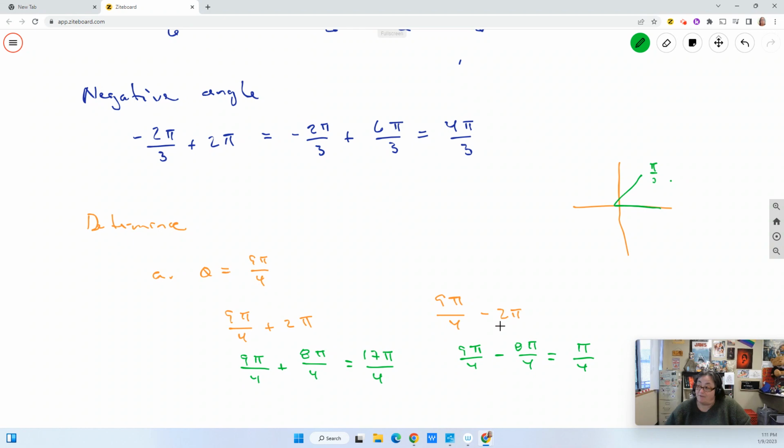So 17 pi over 4 and pi over 4 both end in the same spot. They just go from different directions. Did that make some sense? One is going in the positive direction, and the other one's coming back around in the negative direction. But either way, you're making a rotation based on 9 pi over 4.